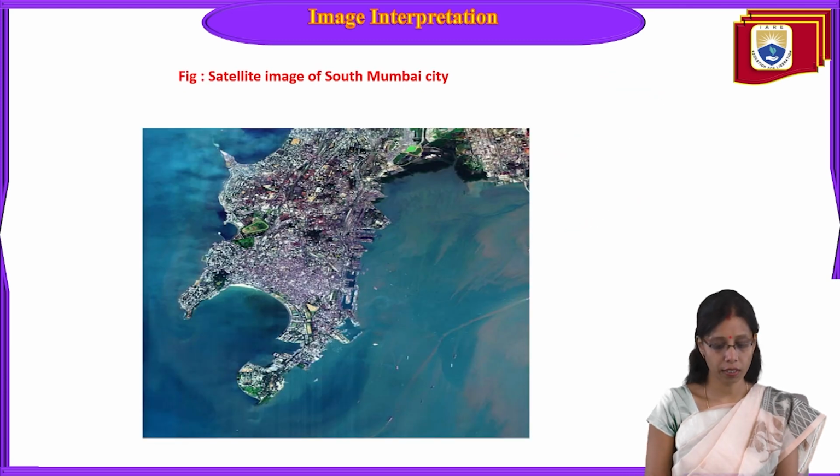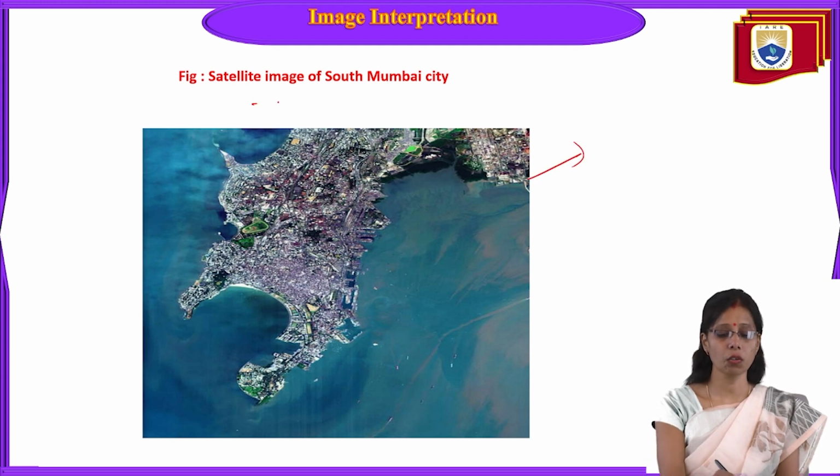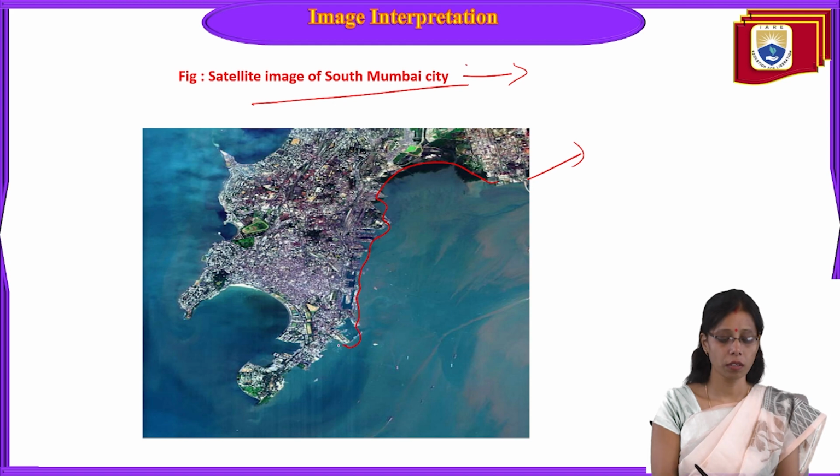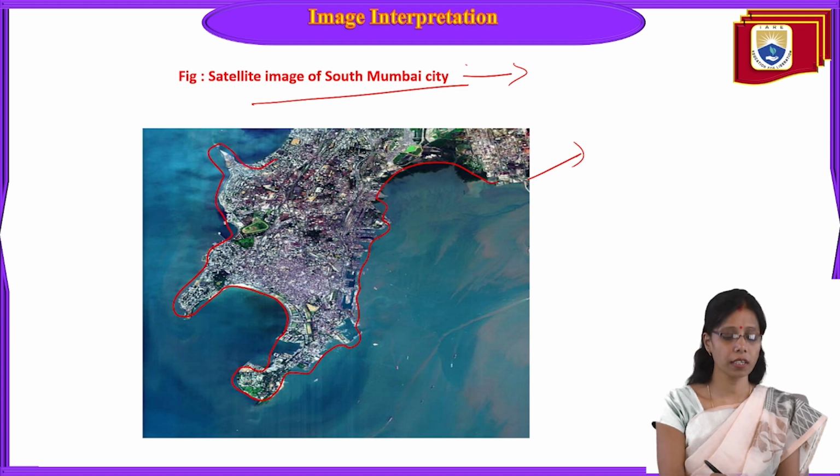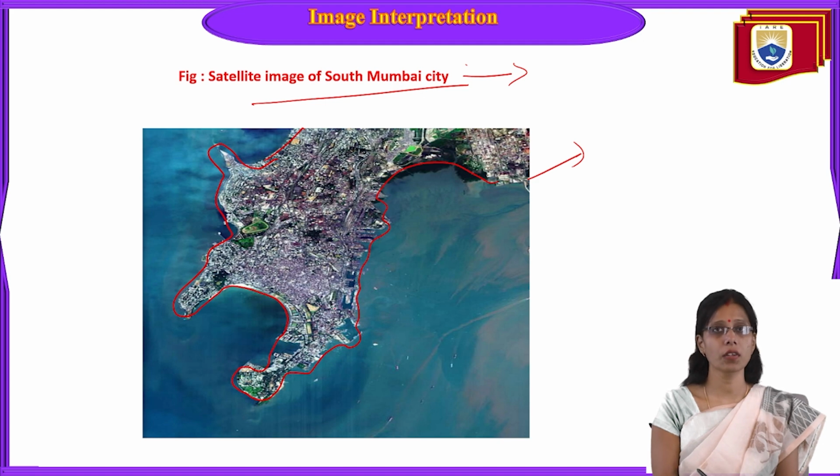Now when we go to the next picture, we'll see this is a clearer picture of a satellite image. This satellite image is of South Mumbai city. Here we can see there is a boundary beach over here. So it's like a boundary of the sea. On the side of the sea there are residential areas located on this piece of land.